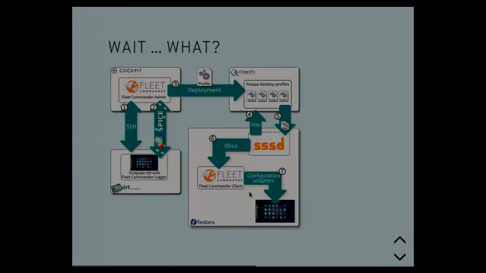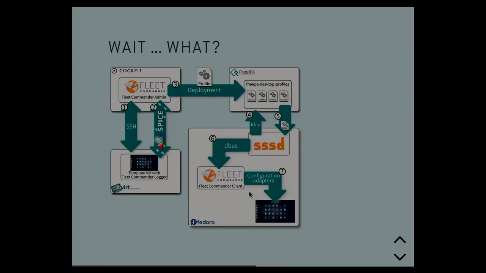Okay. Really, what we did here was, we created a profile in the Cockpit session using the Fleet Commander admin plugin. That profile needs some settings inside it, so to get them, I connected by SSH to the bare metal machine and ran a virtual machine that has the logger installed in it. The logger is all the time checking the changes in the configuration, in dconf, in several places, depending on the kind of settings you are trying to log. And that information is sent using Spice directly to the Fleet Commander admin.